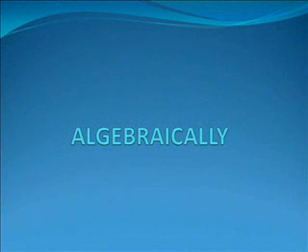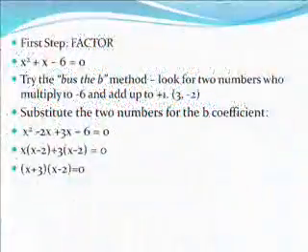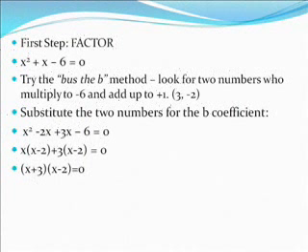Now let's solve it algebraically. The first step in solving this algebraically is that we must determine if we can factor the quadratic equation using the bus to b method. So we need two numbers that multiply to -6 but add up to +1. And we can find those numbers to be +3 and -2.